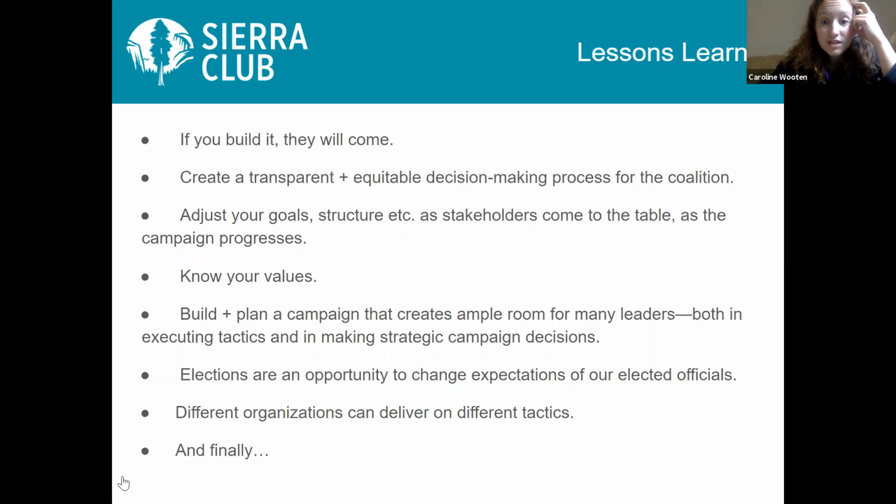Adjust your goals and structures as more stakeholders come to the table and the campaign progresses. This definitely happened. At one point, an MOU was created for every coalition member to try and create that trust and accountability within the coalition. Knowing your values: a lot of times you face hard decisions where you're having to balance your values against each other, and the more you know them, the easier it is to make those decisions. Build and plan a campaign that creates ample room for many leaders, both in executing tactics and making strategic campaign decisions. So just making sure there's a lot of room for people to get involved, and a space not just to do things, but also to have a voice in the campaign.